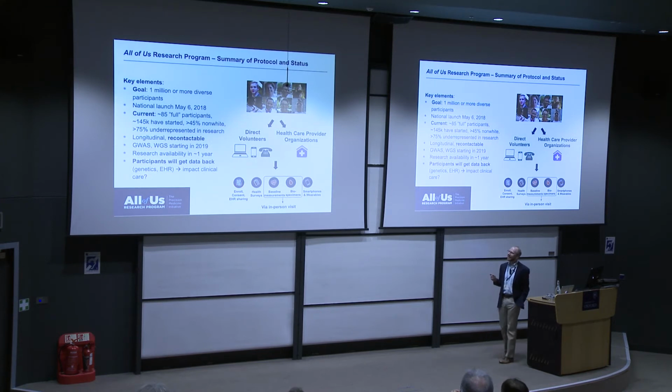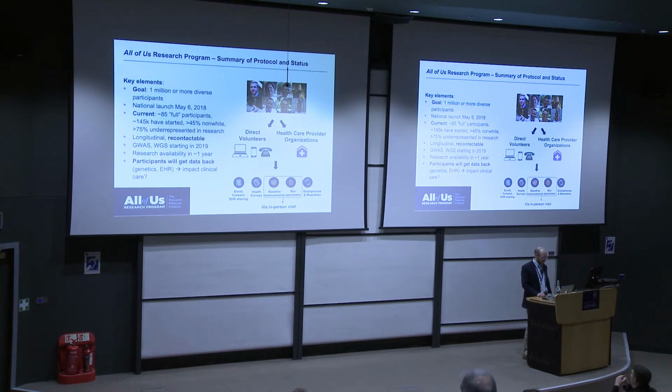The 145,000 have started the process in some stage. Importantly, we really emphasize diversity. We're about half non-white. About 75% are what we call underrepresented in biomedical research, which looks at socioeconomic status, rurality, sexual and gender minorities, things like that. It is, as I mentioned, recontactable. Some of the upcoming plans, because we are very young, we're starting GWAS and whole genome sequencing in 2019. Broad is one of the partners for that, and we'll be leading a lot of that effort along with 2 other genome centers. We expect research availability through the data platform that David referenced sometime in about a year from now.